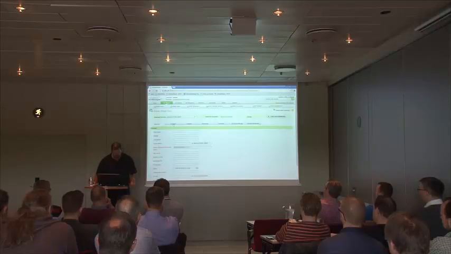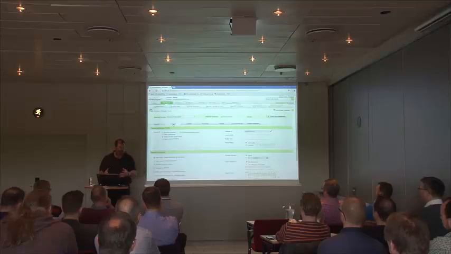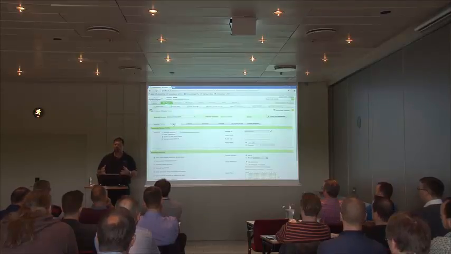Wow, look at that. You mean I actually get to put them in groups? I get to configure everything here? This is the way it's supposed to be.